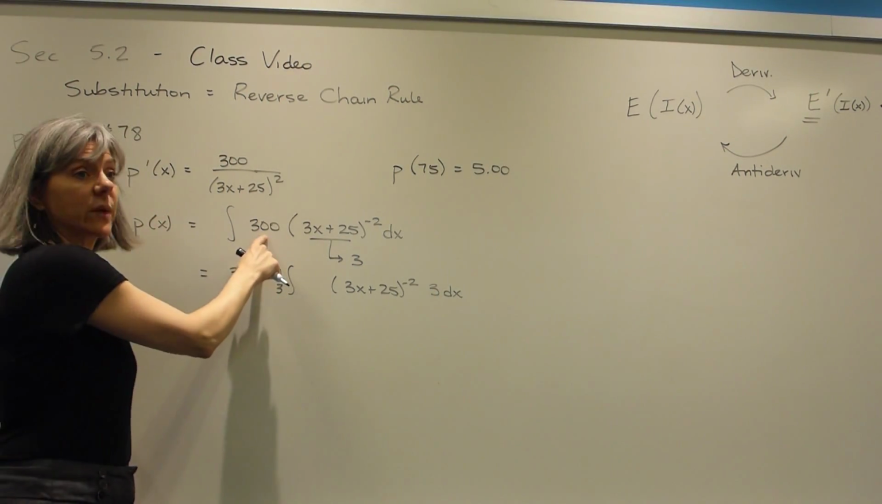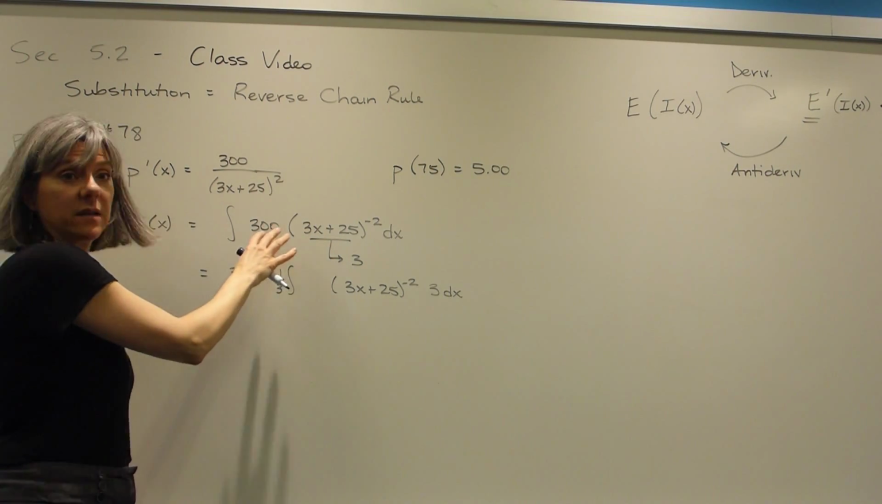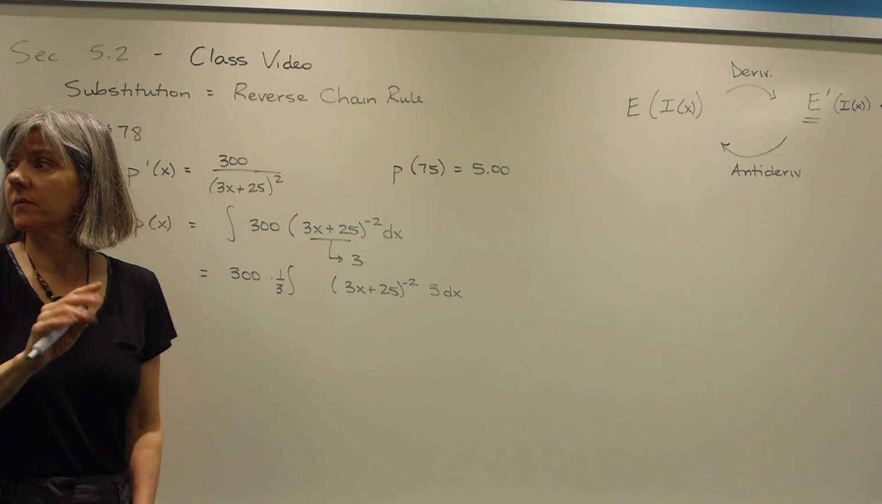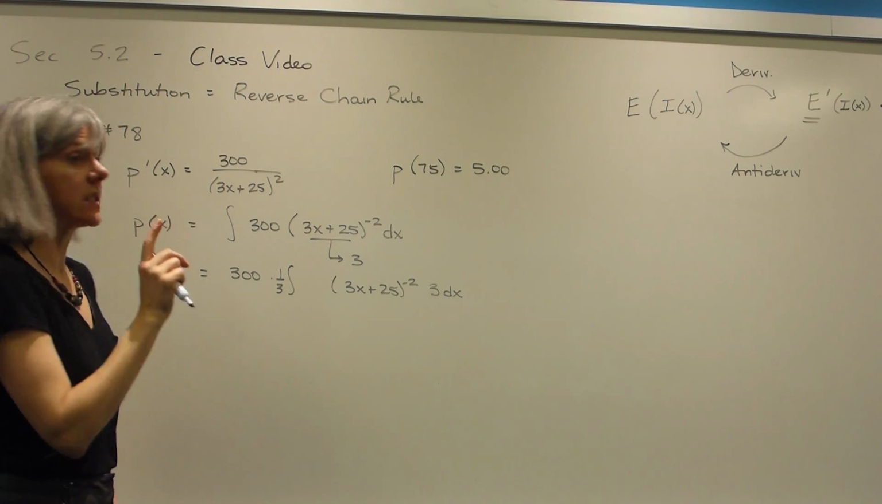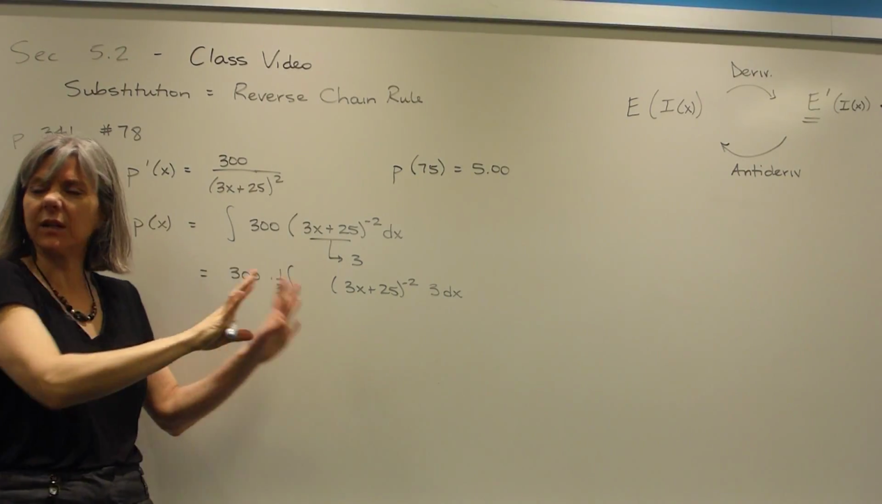Or you can say, I see the 300. The 3 is there. I'm just going to pull 100 out and leave the 3 because that's a part I need. Negative 2 becomes a negative 1. I haven't done the antiderivative yet. See, so I'm just kind of getting it in the right form.